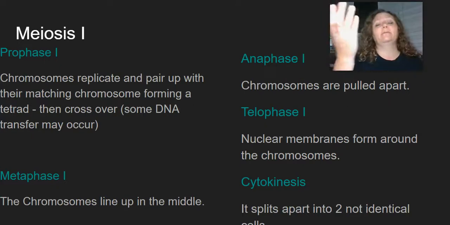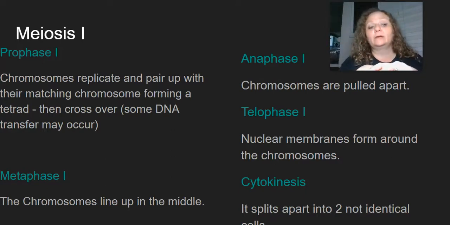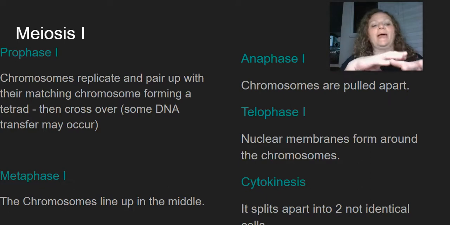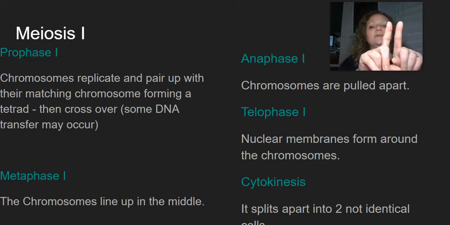So instead of just saying prophase, we're going to say prophase 1. Our chromosomes are going to make copies. They are going to match up with other chromosomes that are similar, and they're going to form something called a tetrad. So in mitosis, if you think back, the two chromosome pairs sort of got side by side, right? And they lined up during metaphase.